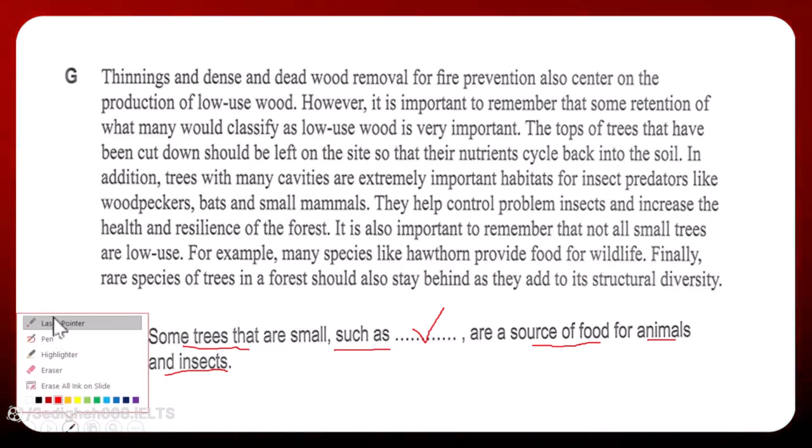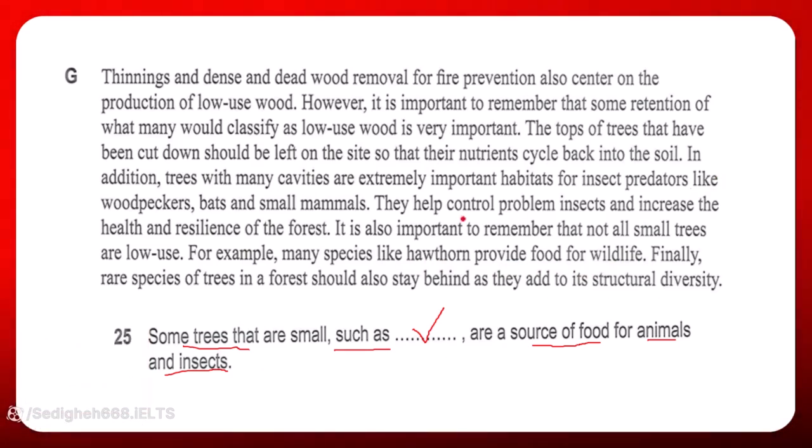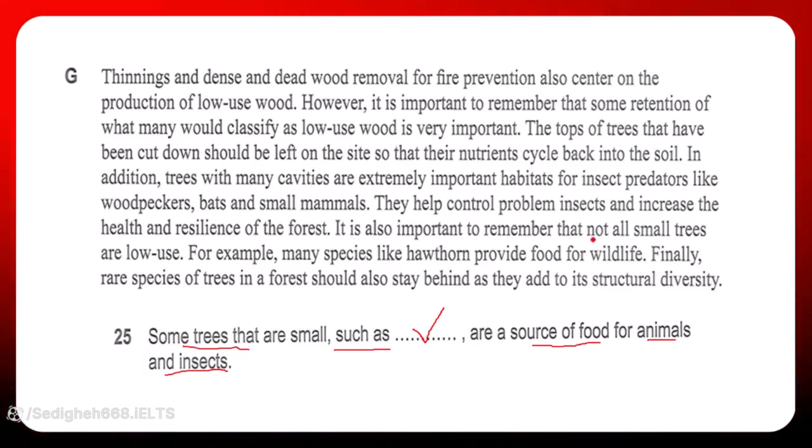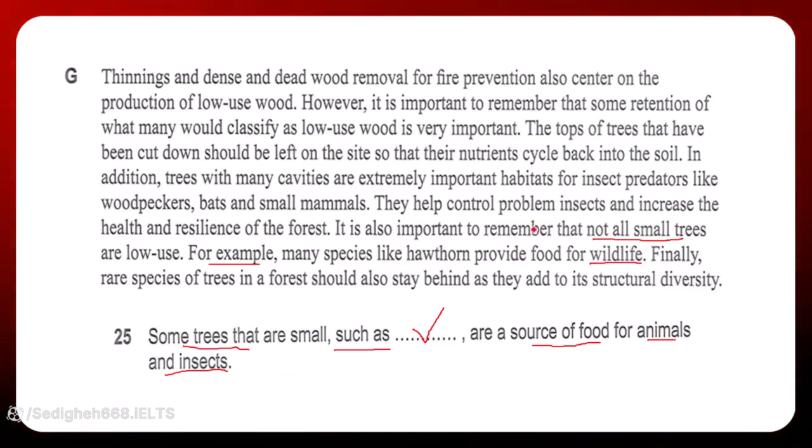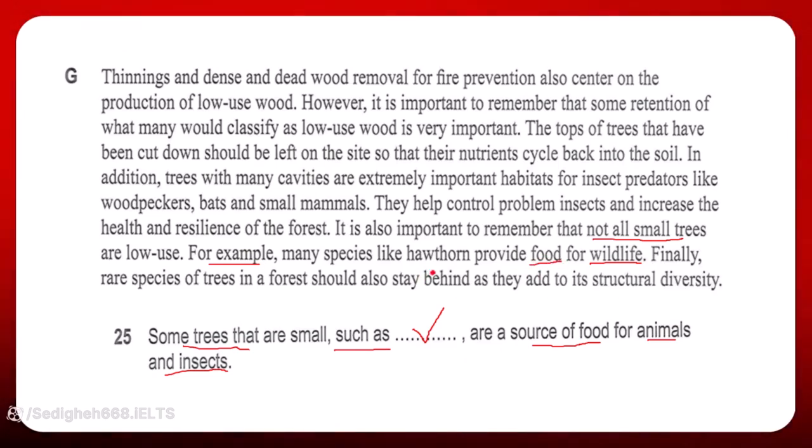So here we can find the keywords. Not all small trees, so we have small trees here, are low use. For example, so 'such as' is exactly 'for example'. Many species like hawthorn provide food for wildlife. Wildlife is animals and insects, and also we have food here. So the right answer is the example of one type of tree, which is called hawthorn.